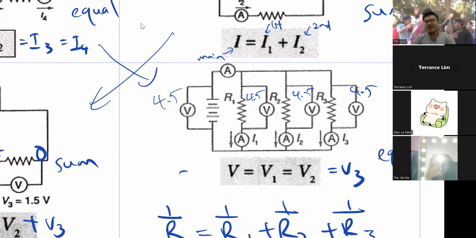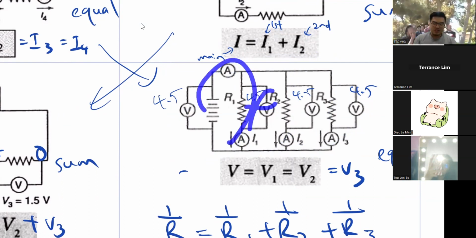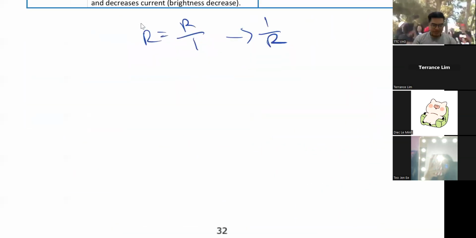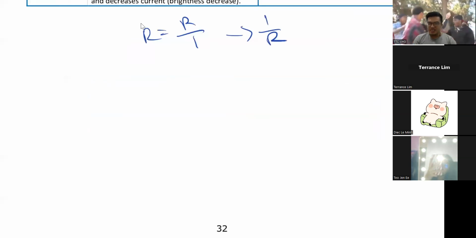But the advantage is when one breaks, the other still works. So it's not going to affect anything. Okay, understand? Kind of easy, isn't it? Not to say easy, it's tricky, yes, I agree, but it's not difficult.